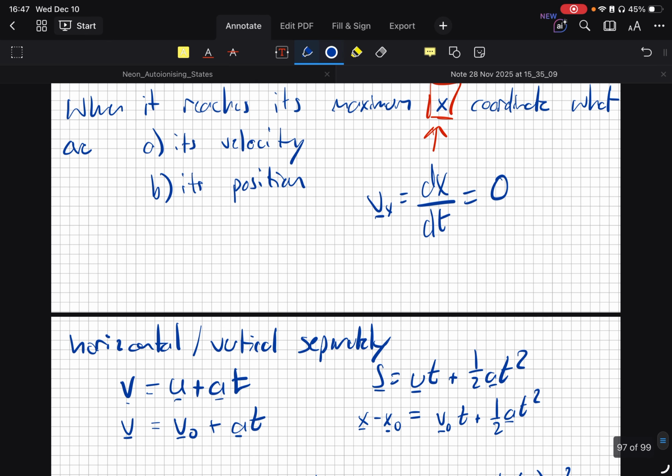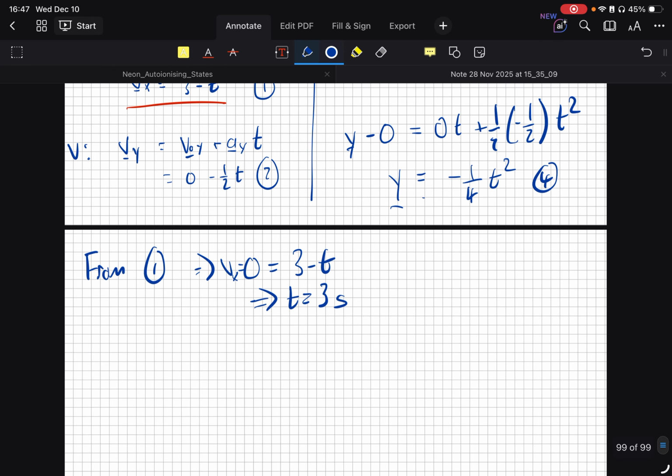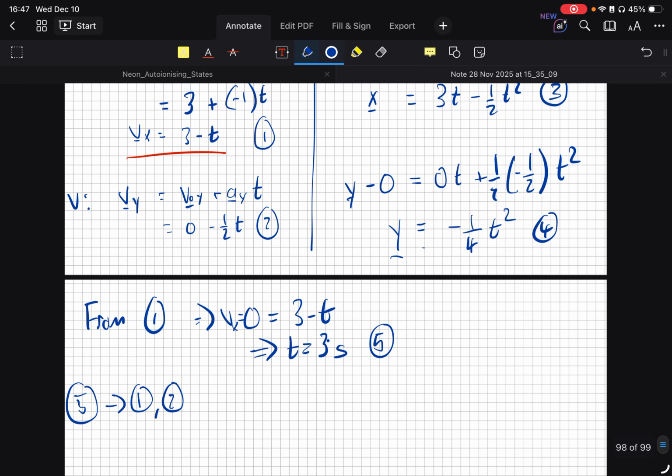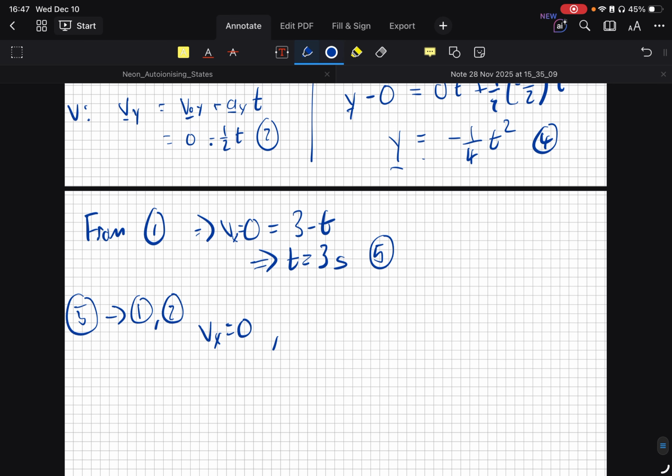So then what do we do with that information? Well, we have to determine the velocity and the position. We're going to plug this value of t equals 3 into equations 1 and 2. Let's call this equation 5, and we're going to substitute equation 5 into 1 and 2. We already know that when we substitute t equals 3 into this expression, we get that vx is equal to 0, because that's how we defined this time. It's the time when the velocity in the x direction is 0. So our velocity in the x direction is 0. Our velocity in the y direction, well, 0 minus a half times 3 is just minus 1.5. So vy is minus 1.5 meters per second.